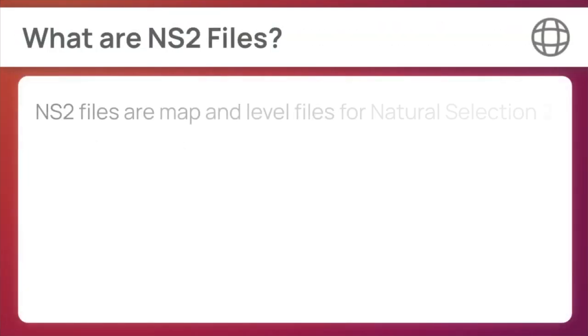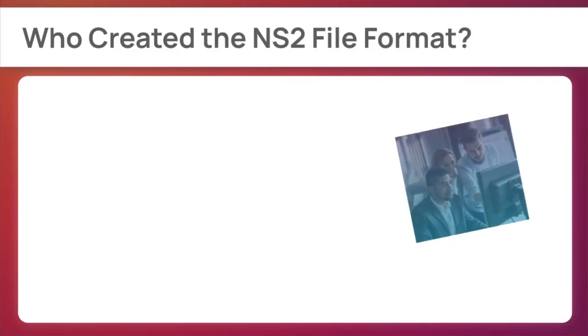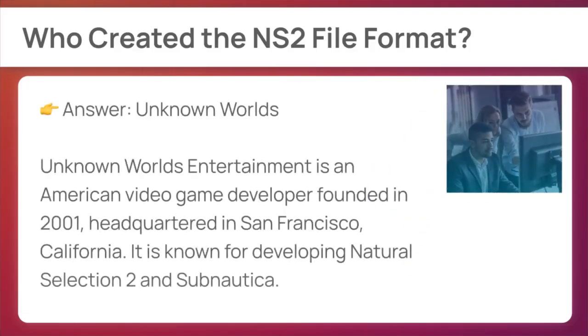NS2 files are map and level files for Natural Selection 2, the asymmetric FPS/RTS hybrid game by Unknown Worlds Entertainment. They contain complete level geometry, lighting data, entity placements, navigation meshes, and gameplay zone definitions that create playable environments for multiplayer matches.